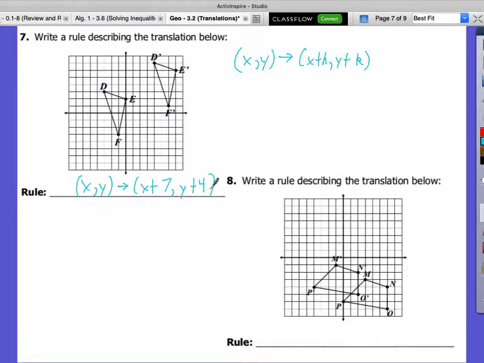So we go from any of our original points. So if we go from our original D to our new D, we know we go right 7, up 4 from here to here. From E to E or F to F. Okay? Yeah, it's a great question.